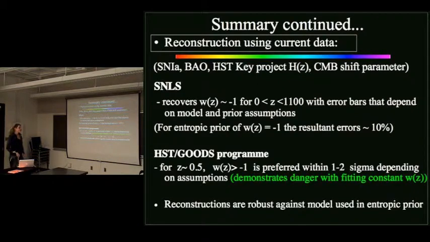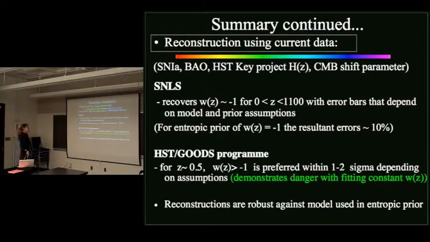So for the real data, the legacy survey data, we do recover cosmological constant all the way up to redshift 1100, but the error bars do depend on your model and your prior assumptions. So depending on what model you choose, whether you let it be equal to a specific constant or you marginalize over it, as well as your prior assumptions, meaning the range in which you allow W to vary.